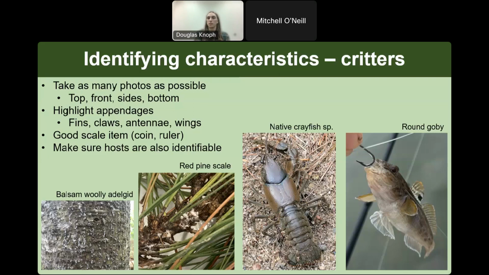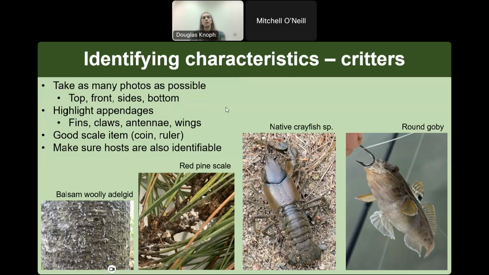Also having something nearby. Oftentimes for creatures, the best way to have them cooperate for a photo is to capture them in something, or to kill them first to make sure that they don't fly away while you're trying to take a photo of it, especially if it's a high priority species.